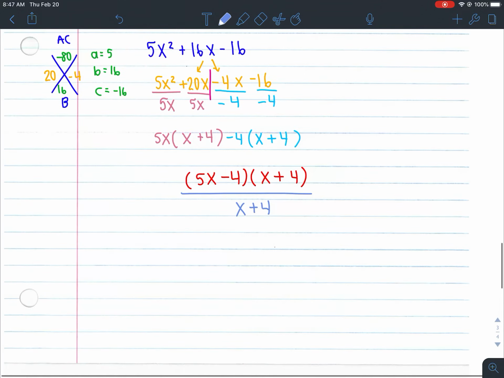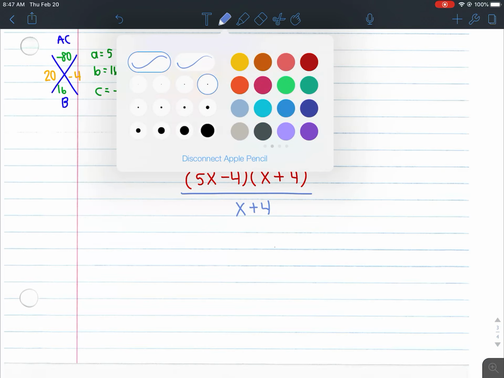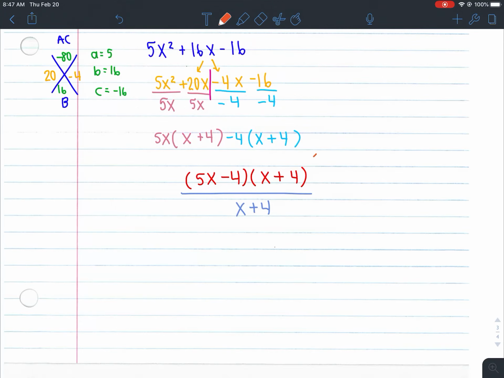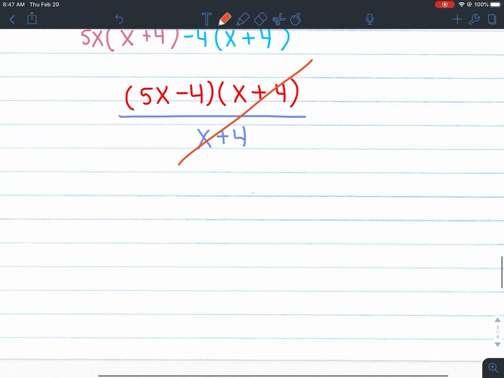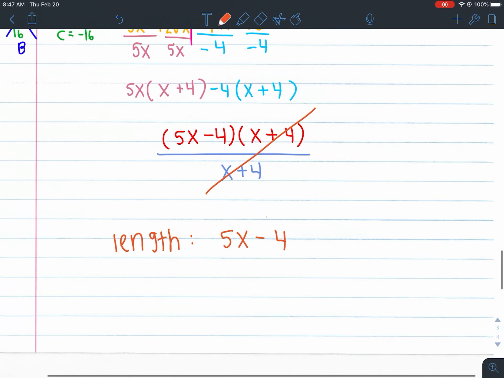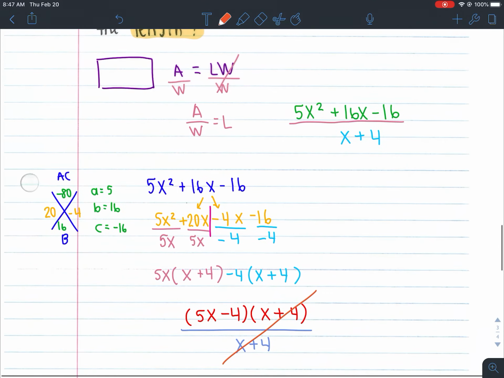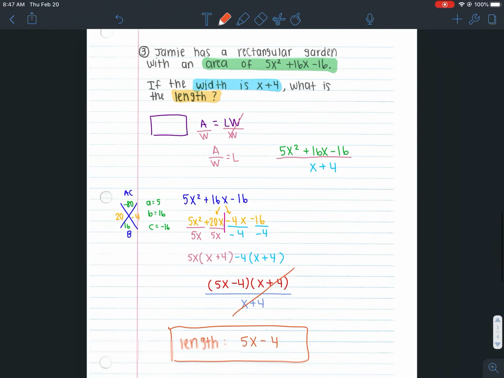So what's my common factor here? What color to use? I don't have an orange, let's use orange. X plus 4 is my common factor, so what I have left is 5x minus 4. That means the length of this rectangle is 5x minus 4, because they gave us the width and they want us to find the length.